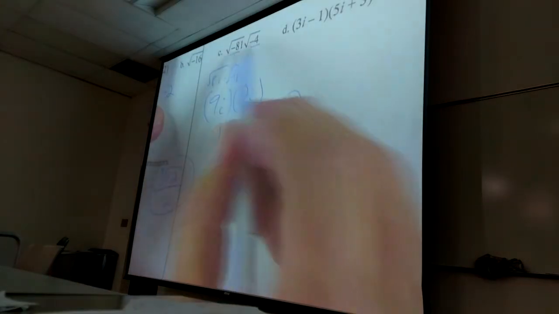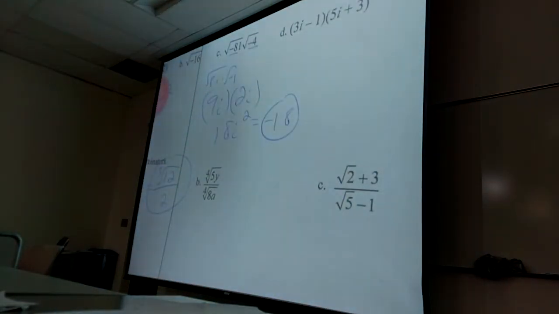Square root of negative times square root of negative is negative. And then square root of 81 times square root of 4 is 18. So you get negative 18. So negatives can't cancel. They don't.